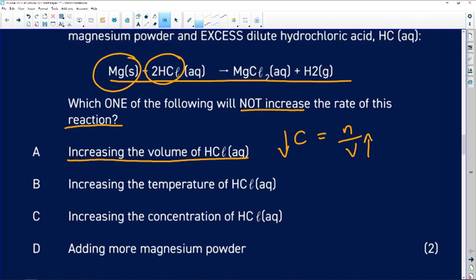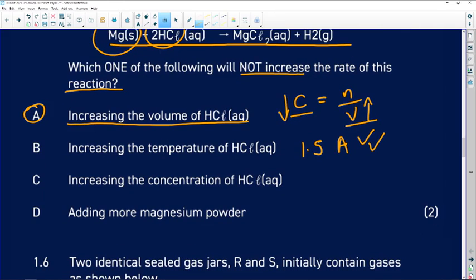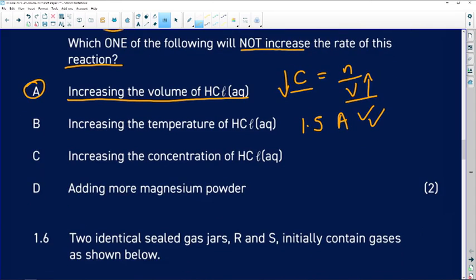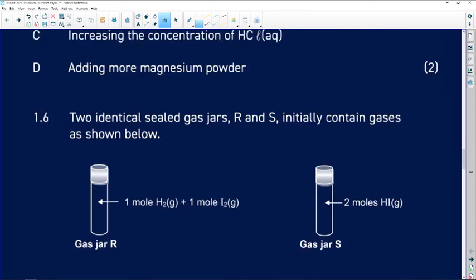So our answer there, we don't need to look any further. B, C, D will be incorrect. Our answer there will be A. So we can conclude that for 1.5, our answer is A. We get 2 marks, because when you increase the volume, you are decreasing the concentration, because volume and concentration are inversely proportional. Let's move to the next question, which is 1.6.